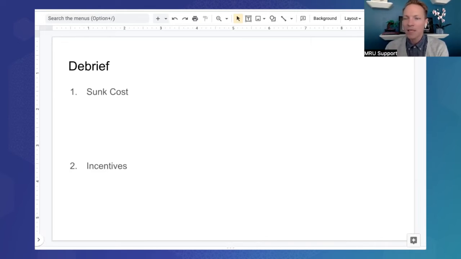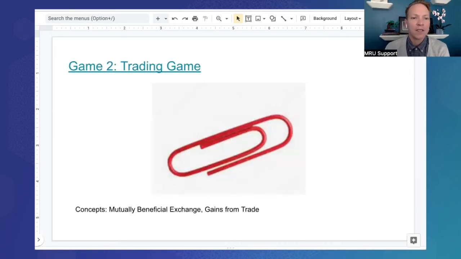Okay, so that's game one. That's our first game. So these are not ranked, by the way, in terms of best to worst. They're more ranked in terms of the order of when you might encounter them in a semester. All right. So our next game is the trading game.